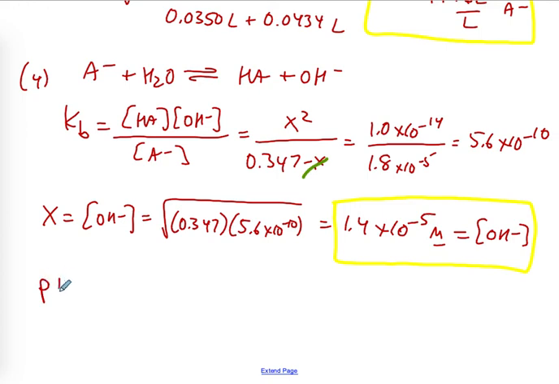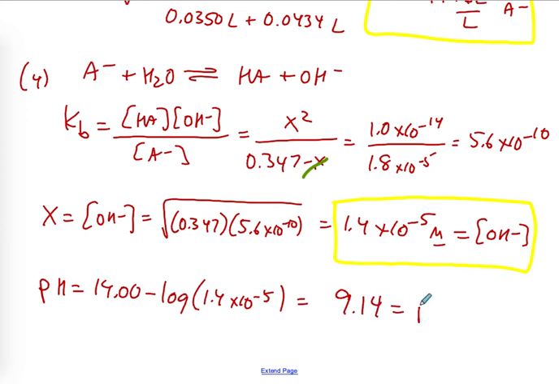And then finally, in the last step, the pH of the solution at the equivalence point is 14.00 minus the base 10 logarithm of the hydroxide ion concentration. Sorry, that's 10 to the negative 5th, not 15th, is equal to 9.14. Again, completely consistent with our expectation that in the titration of a weak acid with a strong base, the pH at the equivalence point is greater than 7. In the next section, we'll talk about why that's important. See you then.